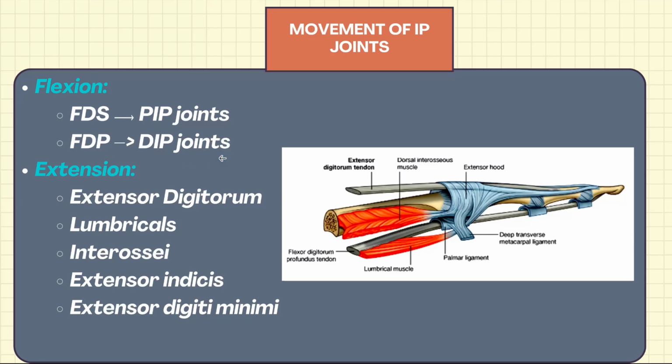Now for the extension, you have multiple muscles that are going to allow for the extension of the interphalangeal joints. Some of them you might know right now, some of them you might not know, however we're going to cover them in a bit. You have the extensor digitorum, extensor indicis, and extensor digiti minimi, which you know from part 1. And then you have the lumbrical muscles and the interosseous muscles.